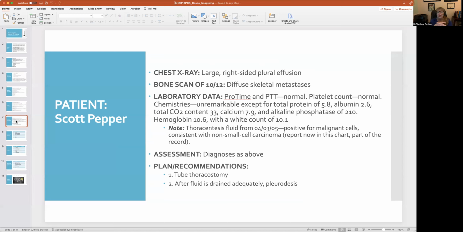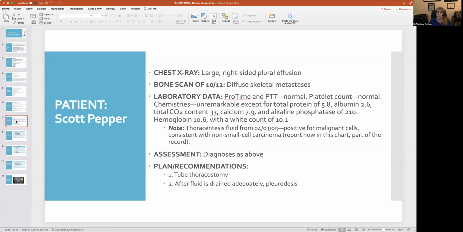All right. Laboratory data, ProTime and PTT normal, platelet count normal. Chemistry is unremarkable except for total protein of 5.8, albumin 2.6, total CO2 content 33, calcium 7.9, and alkaline phosphatase of 210. Hemoglobin 10.6 with a white count of 10.1.